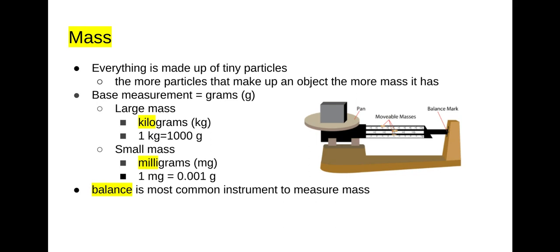When we're talking about mass, we use the base measurement of grams. If something's a larger mass like us, we'd use kilograms, which is 1 kilogram equal to 1,000 grams. If something's really small, we might use a milligram, which means 0.001 grams. So it's really little, whereas a kilogram is bigger. We're going to be dealing mostly in kilograms in this unit because everything we're talking about is a larger mass.